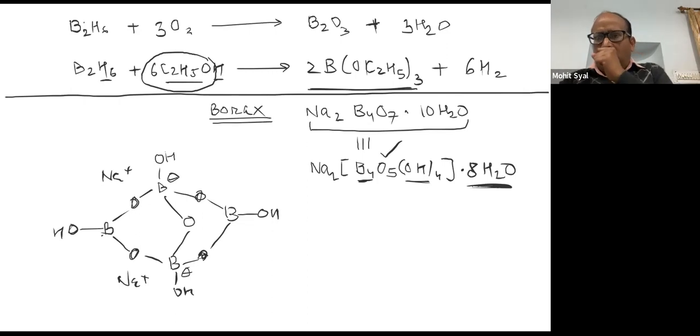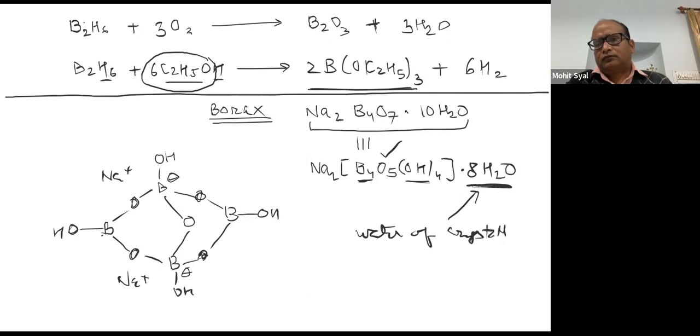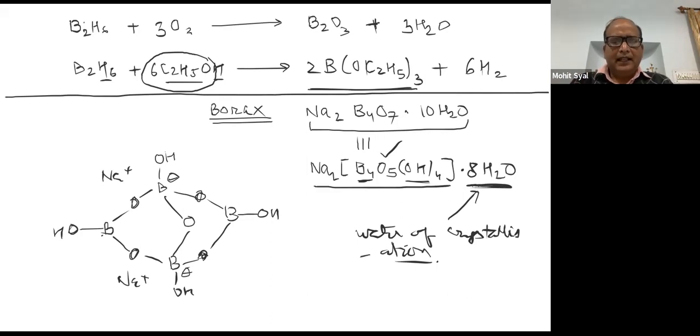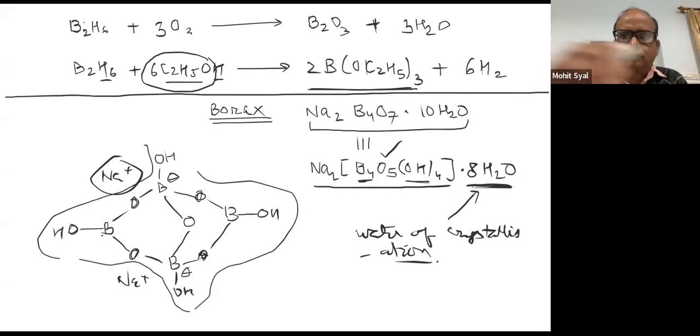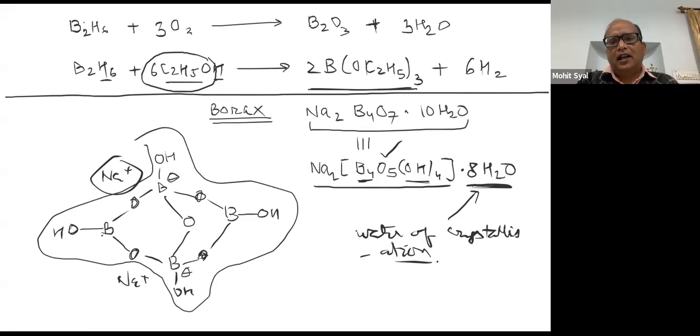And these are called water of crystallization. Water of crystallization means they are not connected to this borax unit. They are actually present between the cation and anion. So this is the cation, this whole thing is an anion, and they are present in between them. Clear?